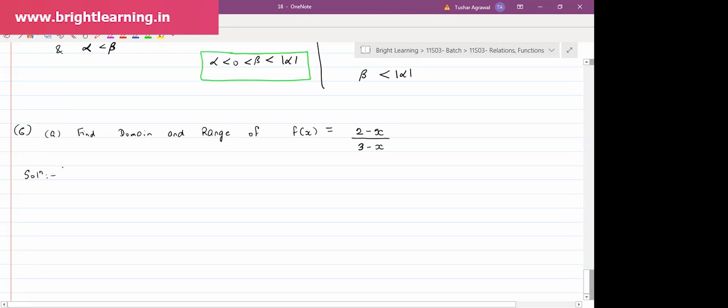At least answer the domain. The range part I will explain to you. I don't think you will be able to solve the range part here. Just tell me the domain. Find the domain and range of the real valued function f of x equal to this. Just answer the domain.